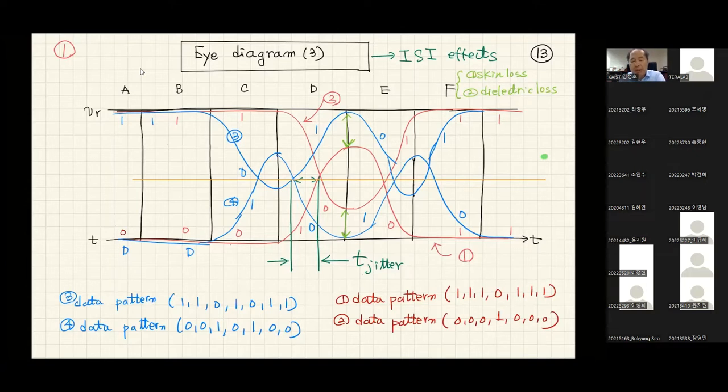When we are measuring the quality of interconnections with a given data rate, we usually use the eye diagram. So in this class today, I'm going to start with the eye diagram analysis and PAM4 and jitters.